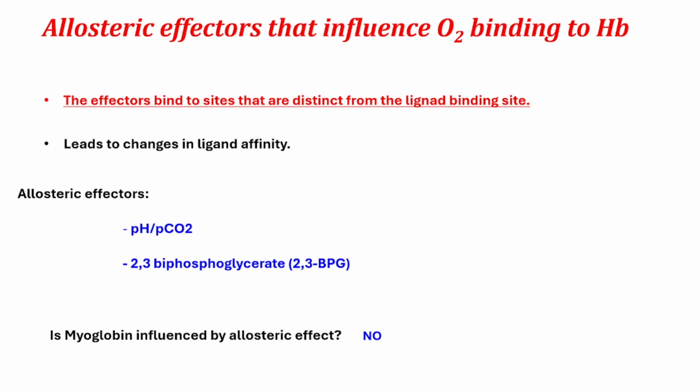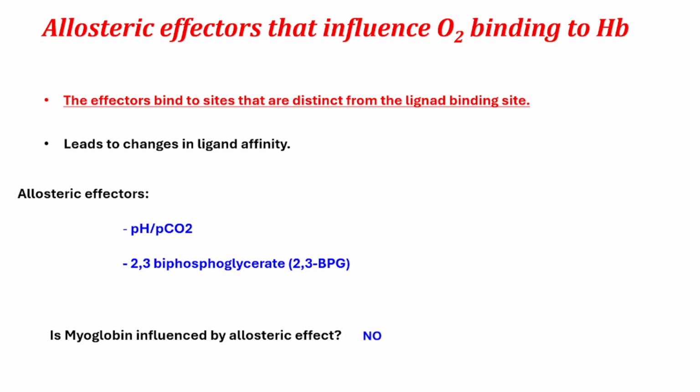These allosteric effectors are pH and PCO2. This is the CO2, the carbon dioxide, which will affect the pH. And we have the other molecule, which is 2,3-bisphosphoglycerate. We're going to study both of them, all right?